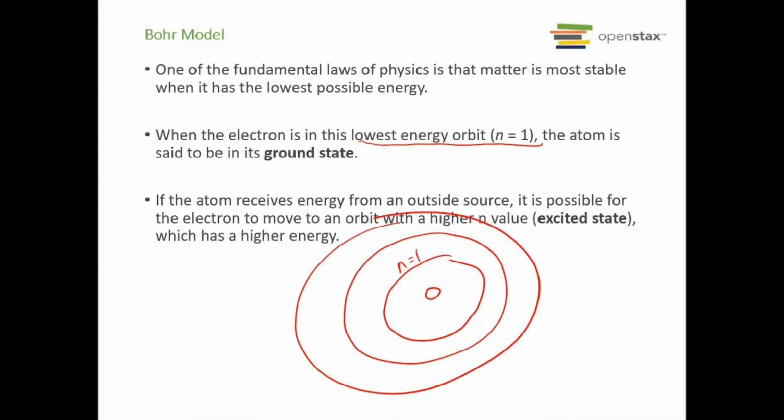Okay, and if we get some outside source that gives this electron enough energy, it has to be the exact amount of energy, it can move up to what's called an excited state. It can move to a different orbit, depending on the amount of energy it's given. And it could either go maybe from n equals 1 to n equals 3, and it's going to go straight there. Or 1 to 2. That's how this energy is jumping.